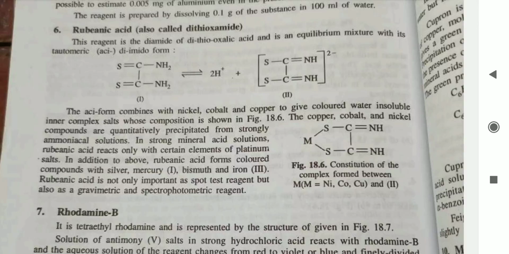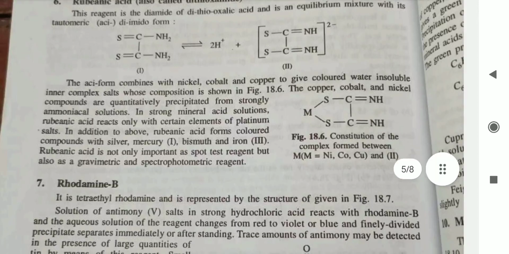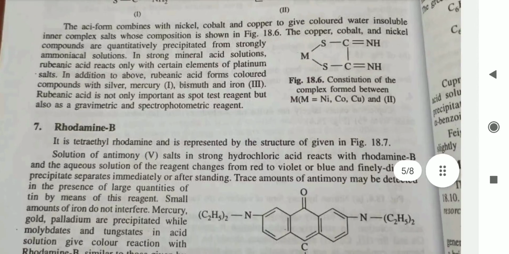The copper, cobalt, and nickel compounds are quantitatively precipitated from strongly ammoniacal solutions. In strong mineral acid solutions, rubeanic acid reacts only with certain elements of the platinum group. In addition to the above, rubeanic acid forms colored compounds with silver, mercury 1, bismuth, and iron 3. Rubeanic acid is not only important as a spot test reagent but also as a gravimetric and spectrophotometric reagent.